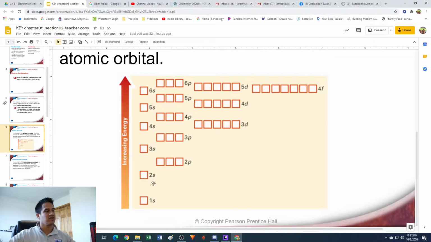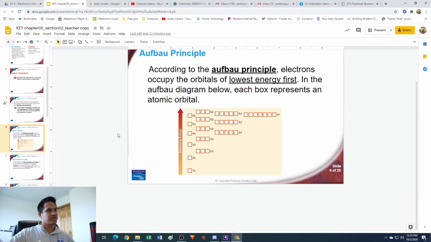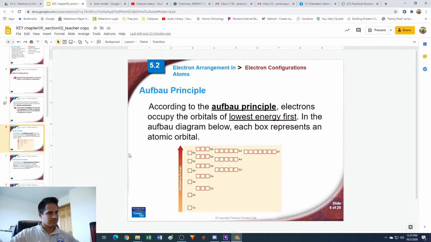You can't skip stuff. So if, for example, we put electrons in the 2s orbital, we can't then go straight to the 3s orbital while leaving these ones blank. Okay, we have to fill these completely up first. All of these orbitals have to be completely filled before the next electrons will go to the next orbital. That's what the Aufbau Principle says. So hopefully that makes sense. Again, I'll probably explain this more in class, but that's the gist of it.